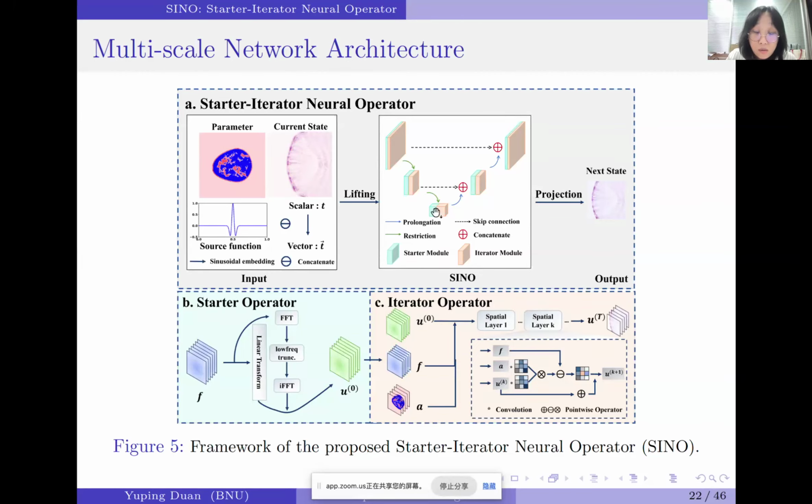The coarse output is then prolongated and concatenated with the feature at the next finer scale. Finally, we use the projection operation to output the prediction.